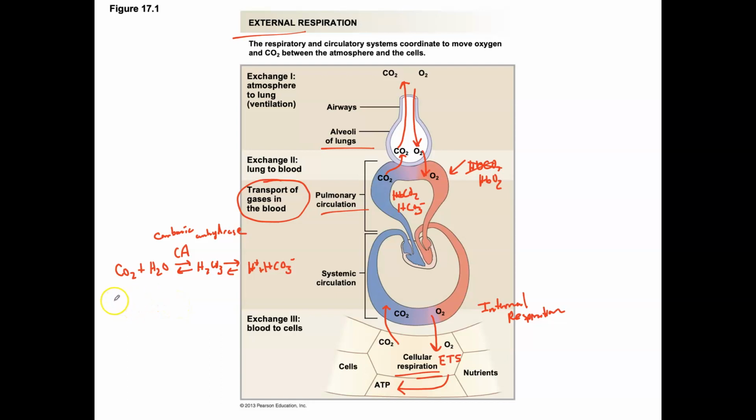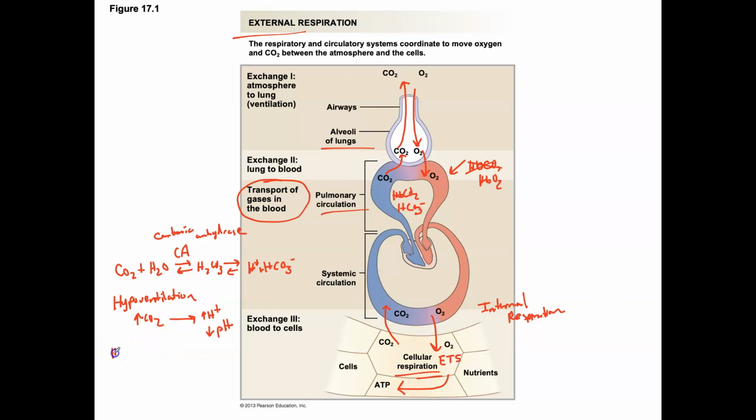So when there's hypoventilation, so when we breathe less, hypoventilation leads to an increase in carbon dioxide levels, which is going to shift this equation to the right, which is going to result in increased hydrogen ions internally, which will lower our pH, and we would refer to this as acidosis. So hypoventilation leads to acidosis.